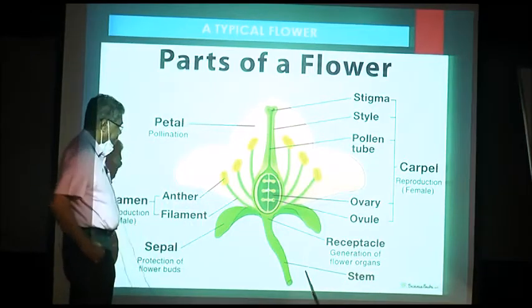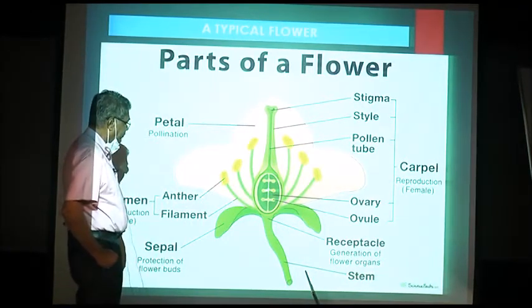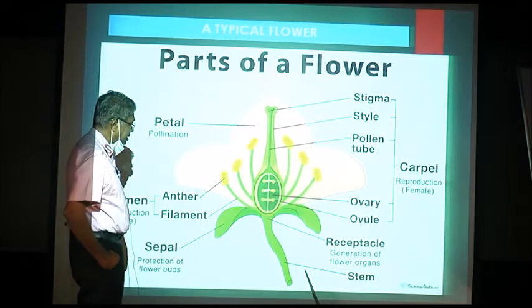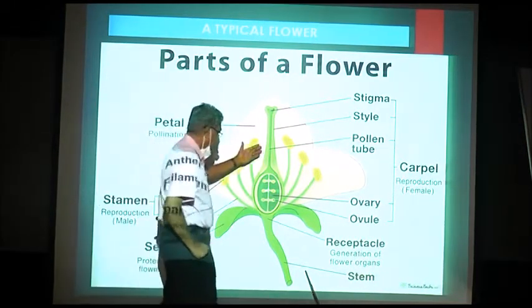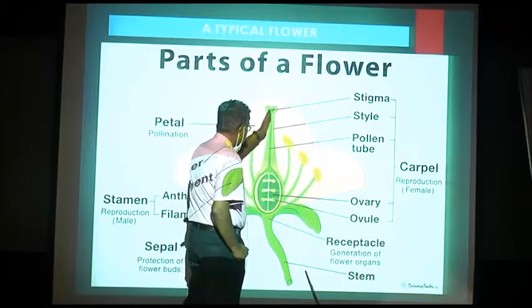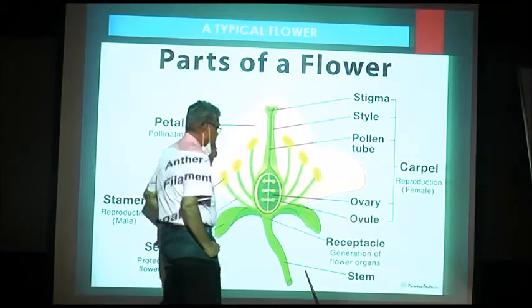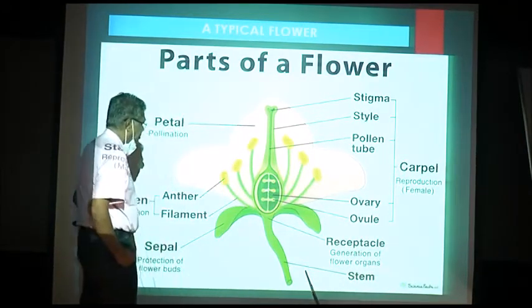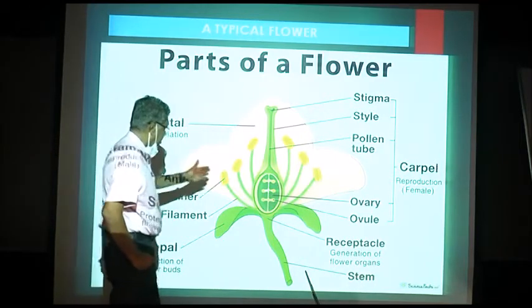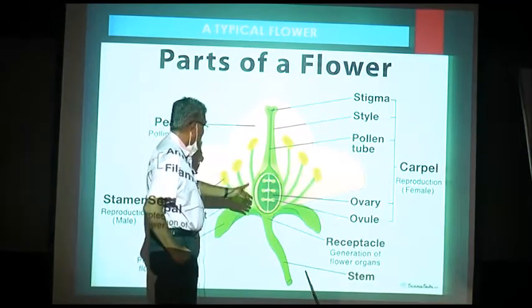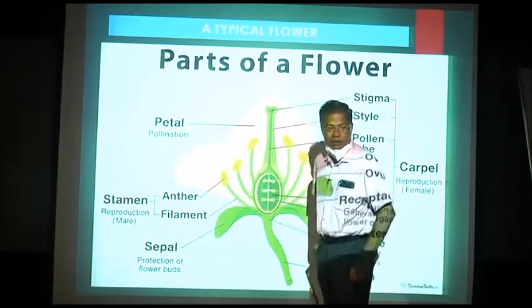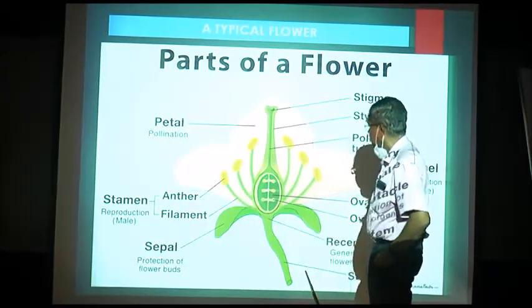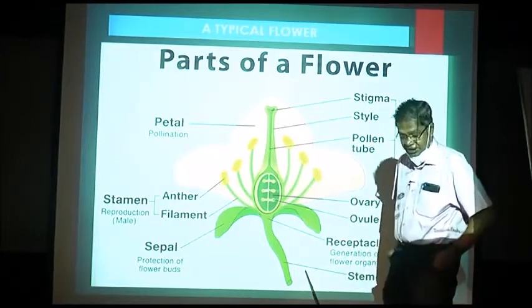Here we find that the main sexual reproductive parts are the stamen and the carpel. The stamen is the male reproductive structure and the carpel is the female reproductive structure. Now let us look into the other details.